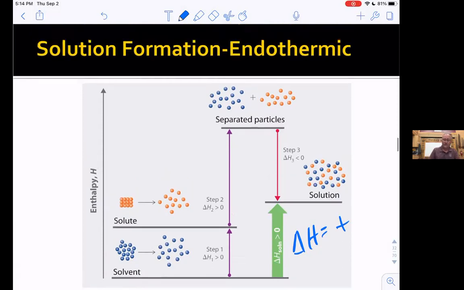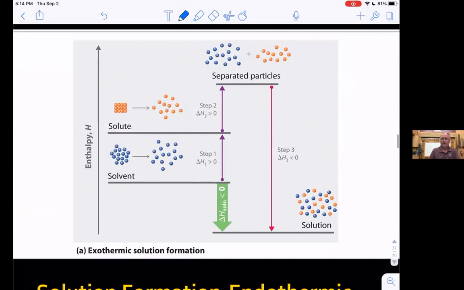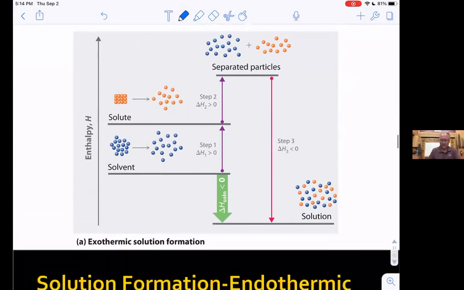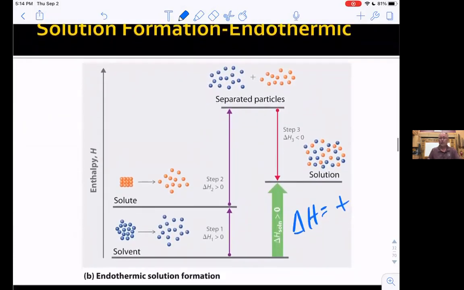So if you saw in the previous one, there was more energy given off by the solution formation than it took to break them apart. In that case, there's excess energy. The solution forms without any outside intervention, and it's basically spontaneous. We will get to that way later. But it'll happen without any outside intervention. In this case, it needs energy in order to occur.